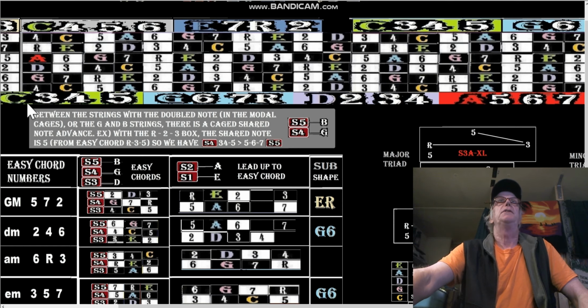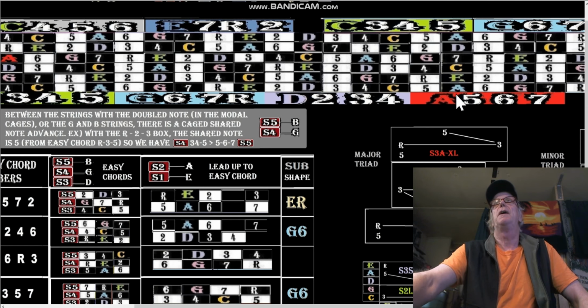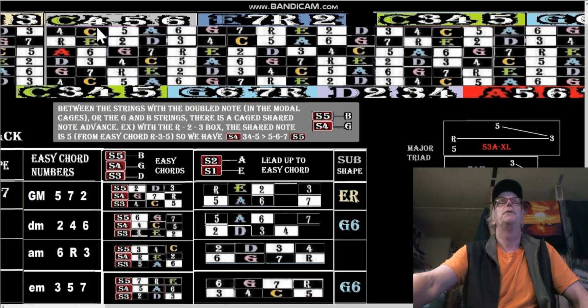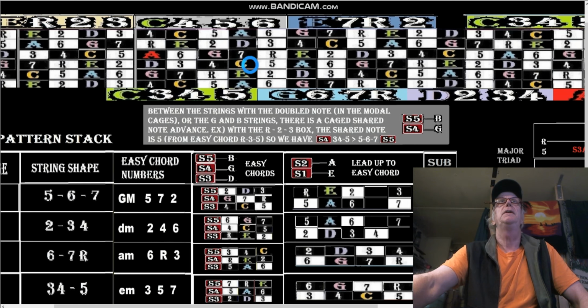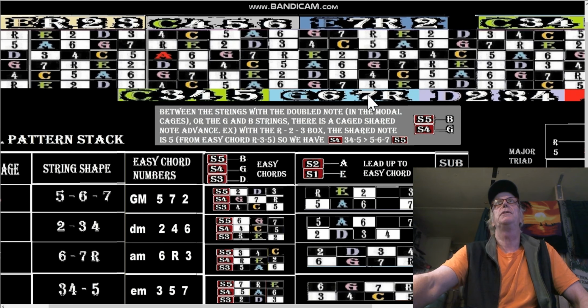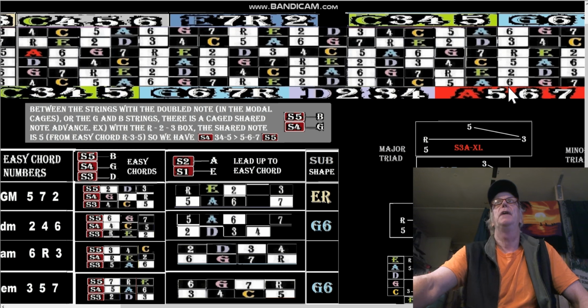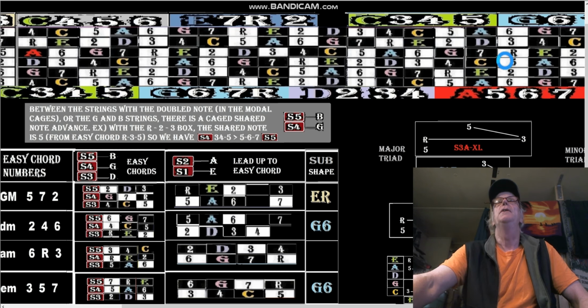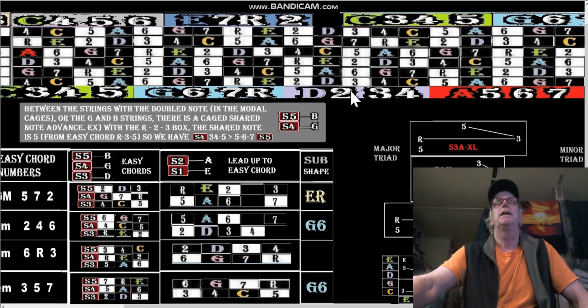So C345 interlocks with A567, interlocks with E7 root 2, interlocks with D234. But now D234 interlocks with C456. And the one that ends on root is the G67 root, which interlocks with what? With the A56, the A short 567. So these are the new cages.